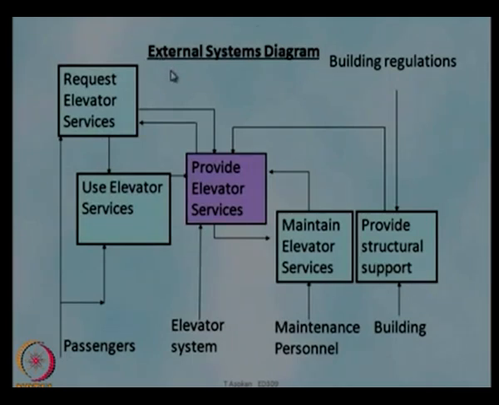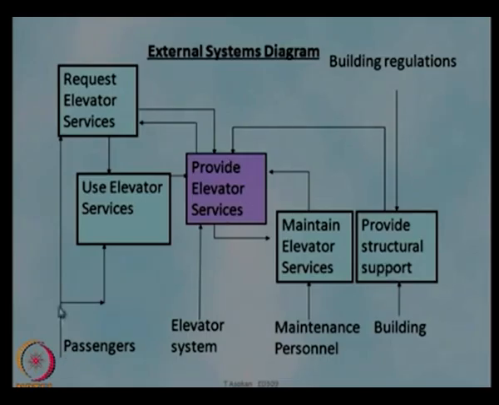So this actually shows the external systems diagram, where the main function or the main system is here given as the function which provides the elevator services. So the elevator system is the main system and others are the external systems. We can actually identify other external systems depending on the type of system. There may be many more external systems, but in this case we have considered the passengers as one external system, maintenance personnel as another external system, and the building as an external system, then building regulations which actually come through the building and again interact with the main system.